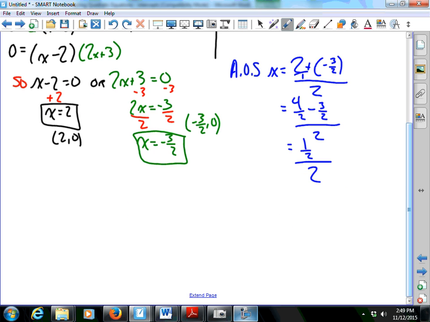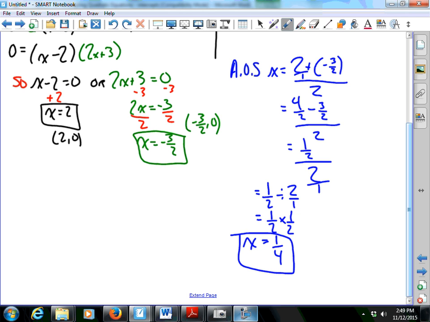If you take half and divide it by 2, that's going to be a quarter, because if you have 50 cents and divide by 2, that's 25 cents. If you don't see that, pretend the 2 is over 1 and you have a fraction dividing a fraction, which means you multiply by the reciprocal. Therefore, the equation of the axis of symmetry is x equals 1/4.